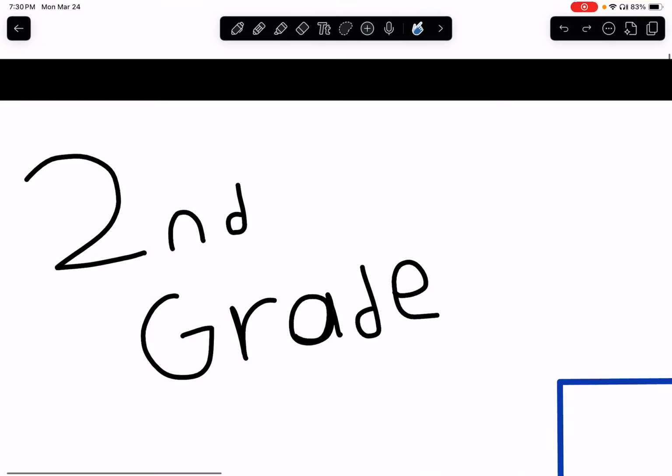Now, first we have second grade. If we all think back to when we first learned multiplication, most likely we're all going to think of us learning it in the third grade. And for the most part, that's true. However, what if I told you that in reality, second grade is where we really learn the foundation of multiplication?